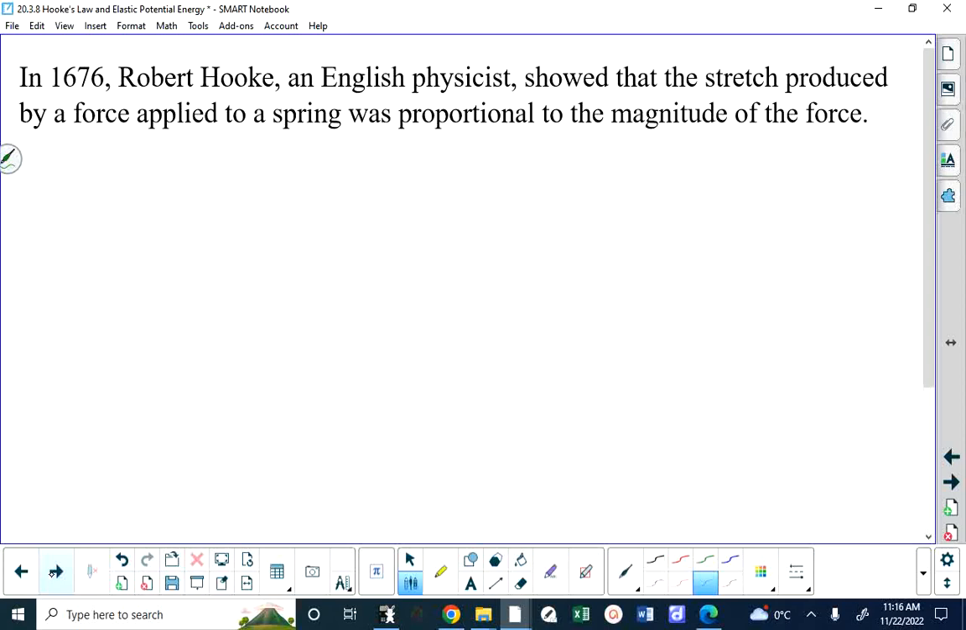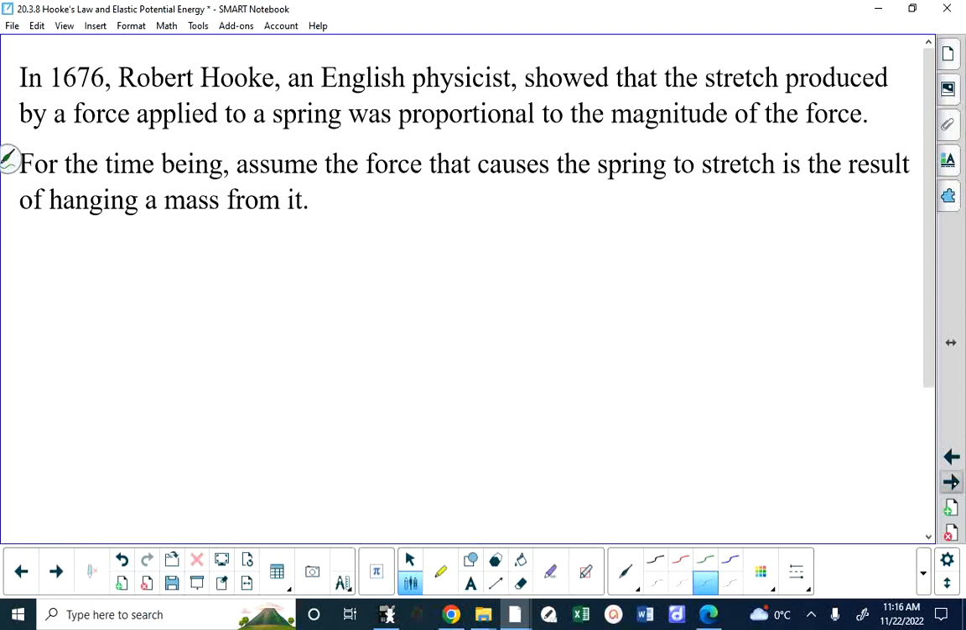Now, for the time being, it's easiest to teach this to you by assuming that the force is a force of gravity produced by hanging a mass on the spring. So I could take this spring and I could say, well, let's apply a force this way, and it stretches a certain amount. Let's apply more force this way, and it stretches more. But it's difficult for me to measure this force. I would have to use a spring scale. On the other hand, if I want to apply a force of 5 newtons to this spring, this is a 500-gram.